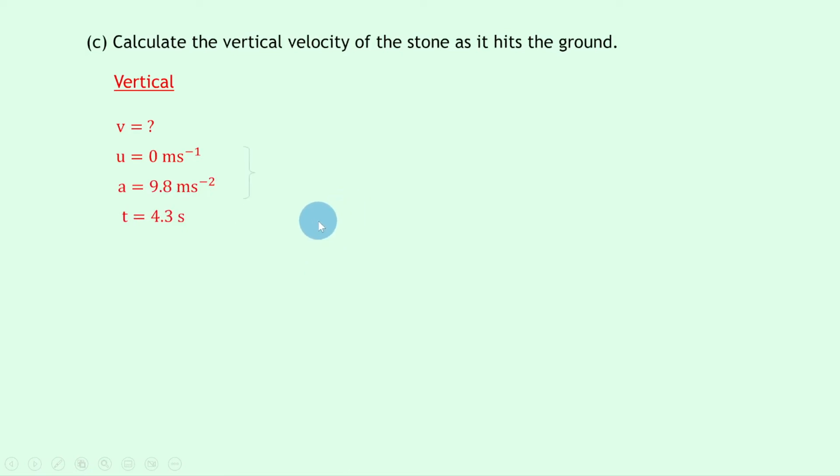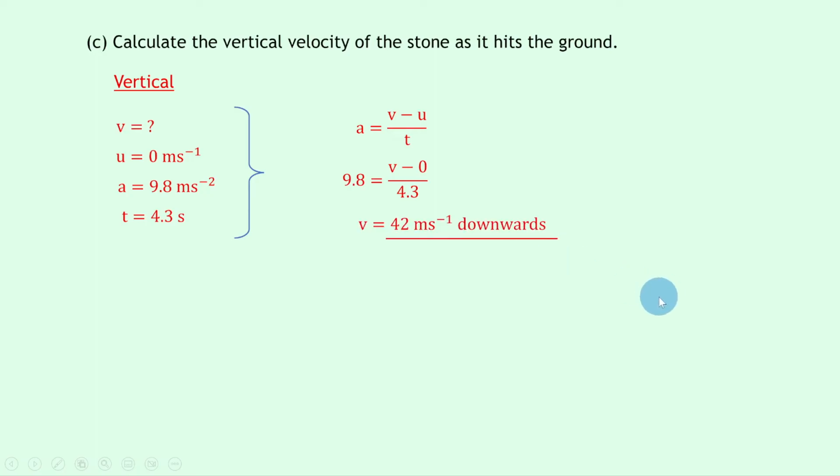So writing down our equation for the vertical motion of a projectile, we have a equals v minus u over t. Substituting in the numbers gives 9.8 equals v minus 0 over 4.3. Multiplying both sides by 4.3 gives us v equals 9.8 times 4.3, and putting that into your calculator you should get an answer of v equals 42 meters per second downwards. Now notice I've included a direction here because we were asked for velocity, and velocity is a vector quantity.